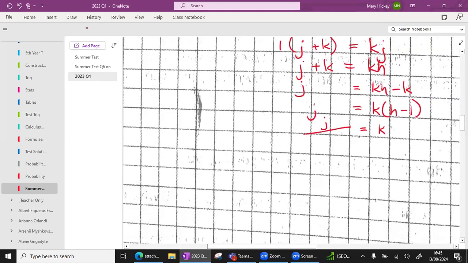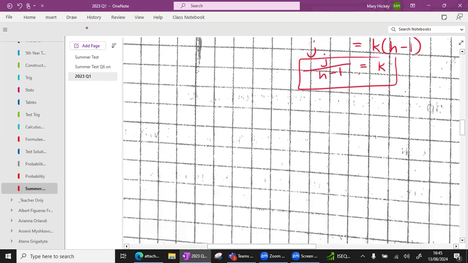So it's j over h minus 1. So the h minus 1 was multiplying the k, so its new job is going to be dividing. So j all over h minus 1. And that's my answer. So that was a pretty easy one there from 2023.